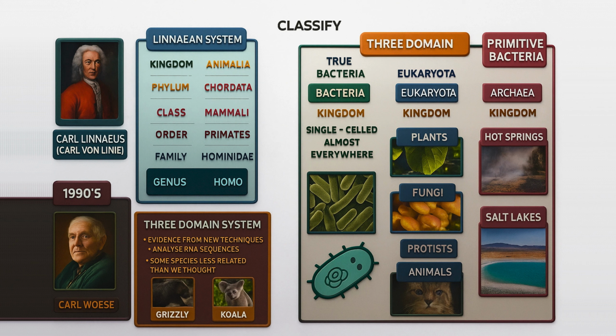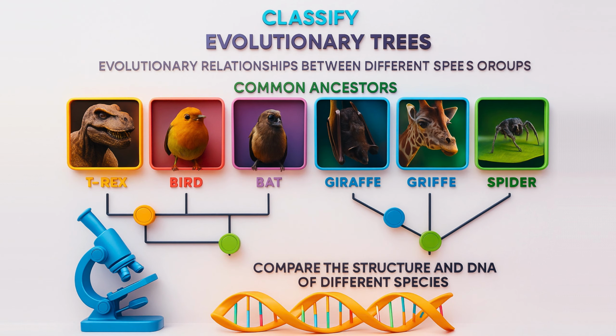Within each of these domains, the classification continues down into kingdoms and the same smaller levels as described in the Linnaean system. Another important concept to understand when studying biological relationships is the use of evolutionary trees. These diagrams help us visualize how different species or groups of species are related to each other over time by showing which ancestors they share in common.